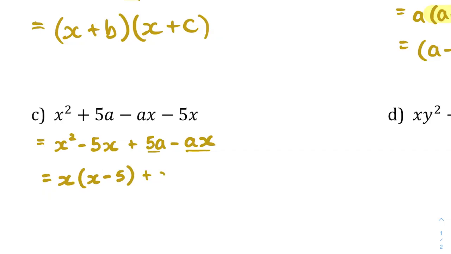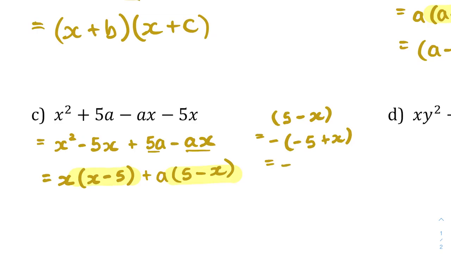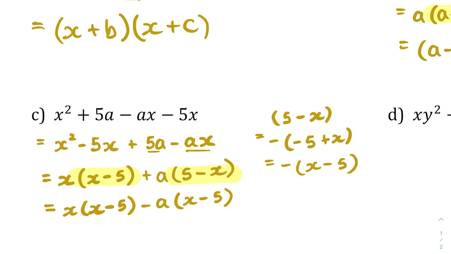what do the next two terms have in common? Just the a. So a times 5 minus x. If we look at it inside the brackets, notice that they're not the same, but we can do the same technique that we used before, where we can rewrite 5 minus x. By factoring out the negative, we can rewrite this as negative 5 plus x. Or in other words, negative x minus 5 inside the brackets. So let's rewrite what that looks like now. Now we factor the negative x minus 5.